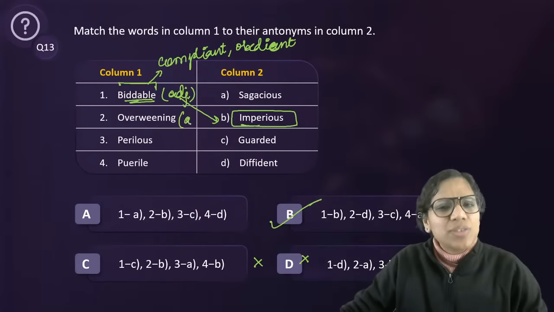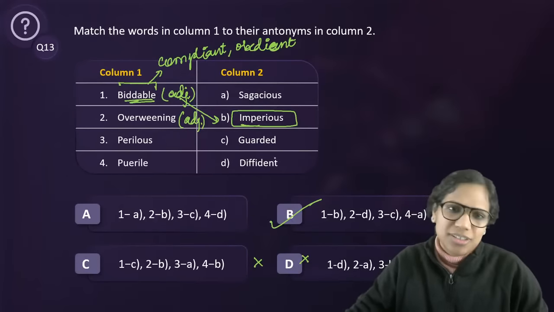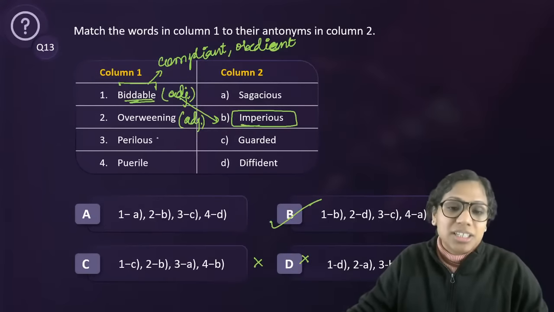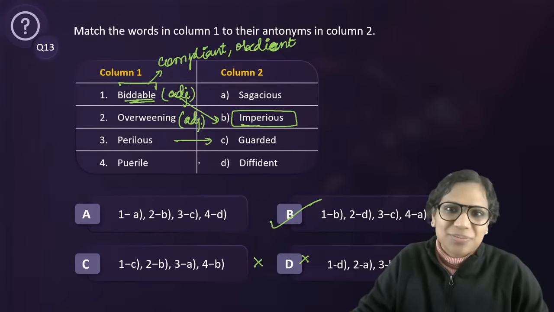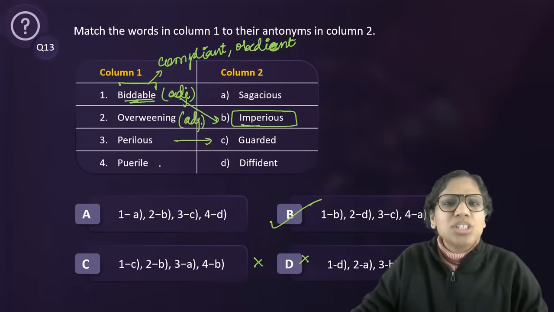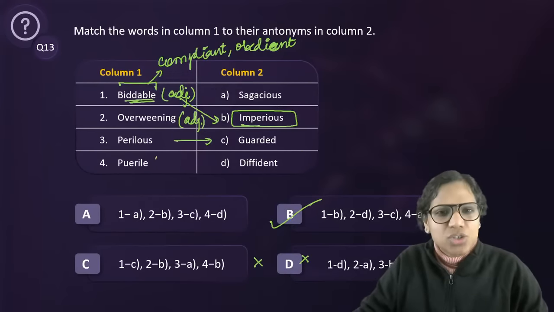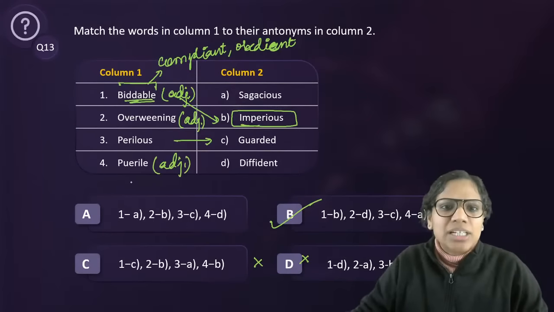Overweening, someone excessively proud of themselves. Diffident, someone who's very shy, underconfident. Perilous journey, right? That's a dangerous journey. Dangerous opposite is guarded. Puerile, used to describe people who are immature, very childish, right? Childish log, puerile.